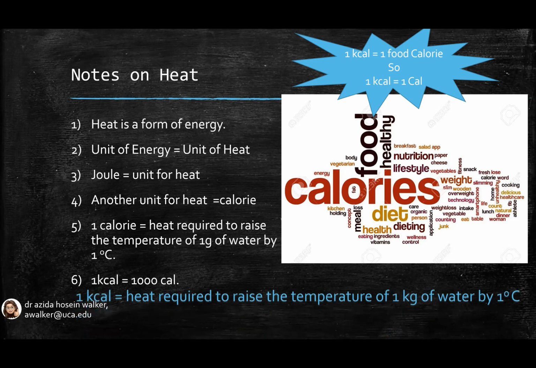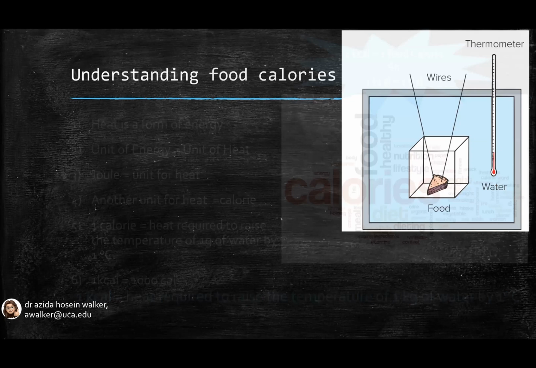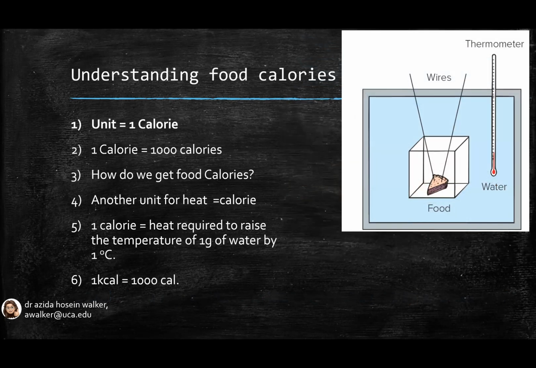So while 1 calorie is the heat required to raise the temperature of 1 gram of water by 1 degree Celsius, 1 kilocal is the heat required to raise the temperature of 1 kilogram of water by 1 degree Celsius. So we have a kilocal for 1 kilogram and a calorie for 1 gram. In either case, we're raising the temperature of this amount of substance by 1 degree Celsius. So the unit of our food calorie is the big C, the uppercase C, and we talked about the fact that 1 Calorie is 1,000 of these lowercase cals, which is our unit for heat.